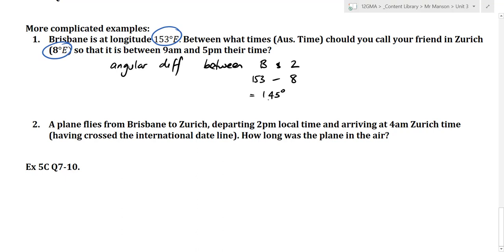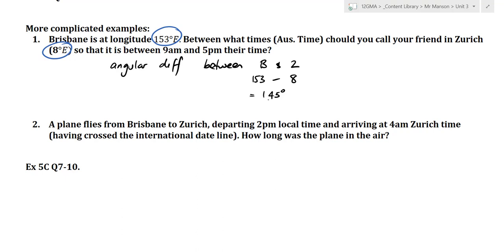Be careful, I've done a subtraction because they're both in the eastern hemisphere. 153 degrees east, 8 degrees east, they're both in the eastern hemisphere, so the difference is 145. If, on the other hand, Zurich was in the western hemisphere, then I would have to do the calculation from Brisbane, which is here, around to Greenwich, which is 153 degrees plus an additional 8 degrees to get into the western hemisphere. So if they're in different hemispheres, I have to add, whereas if they're in the same hemisphere, I have to subtract.